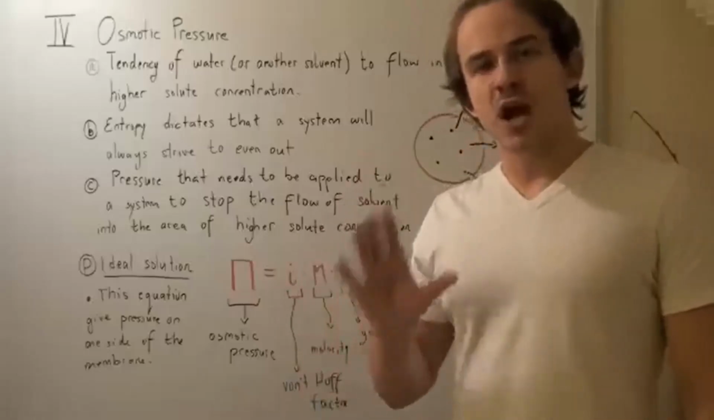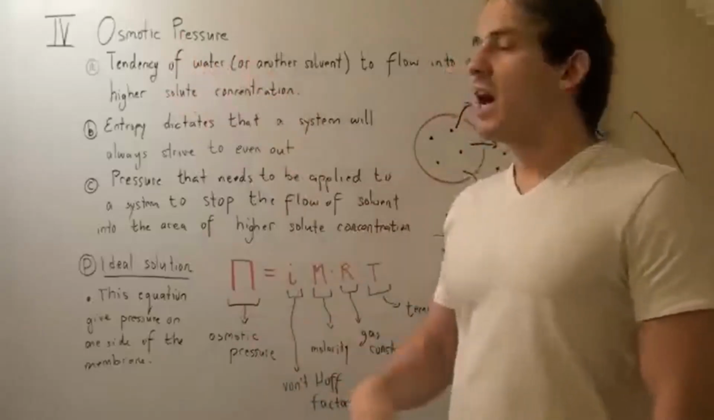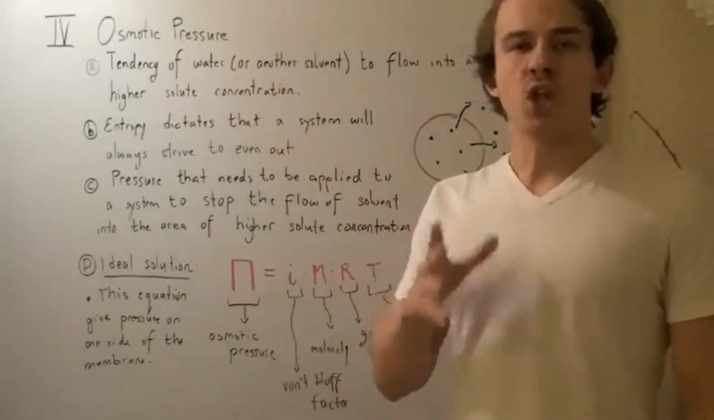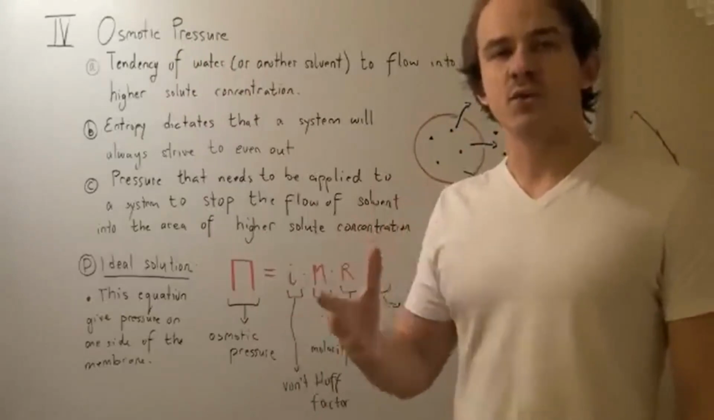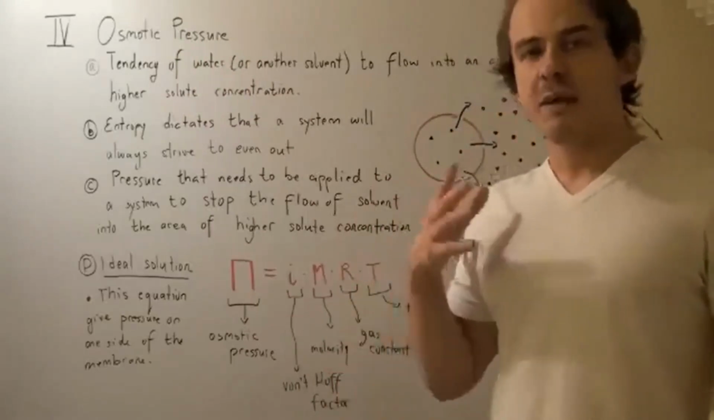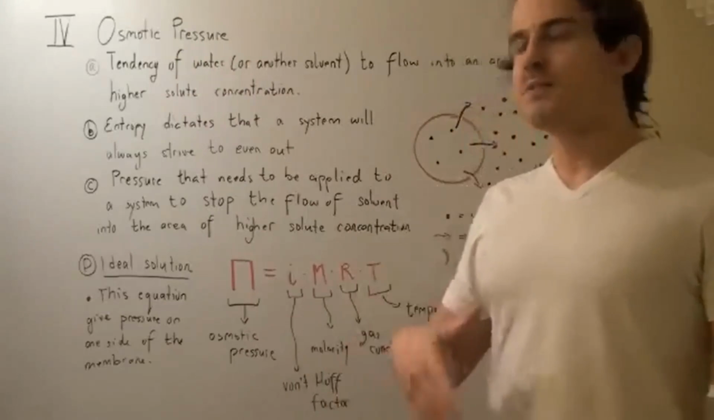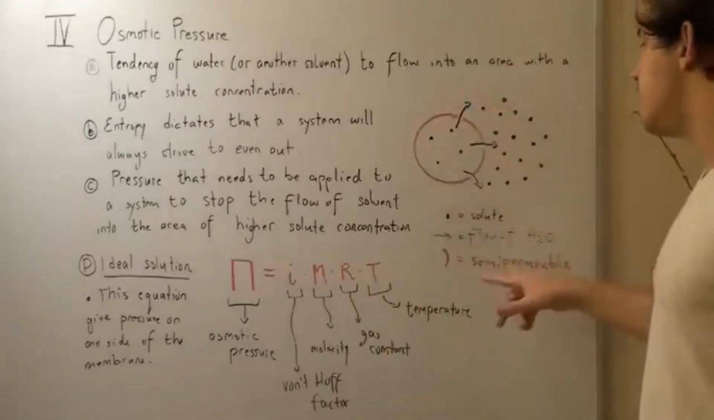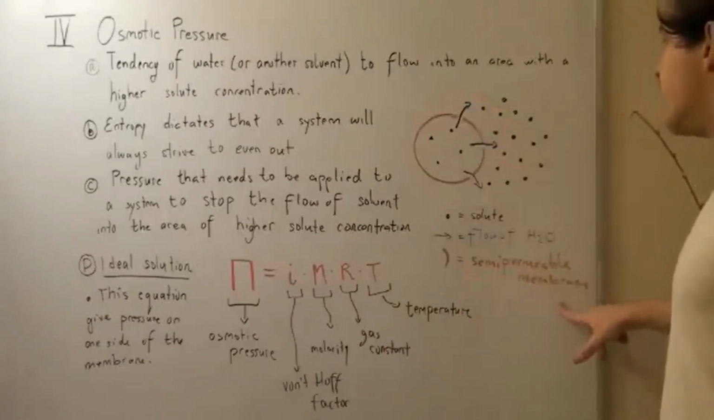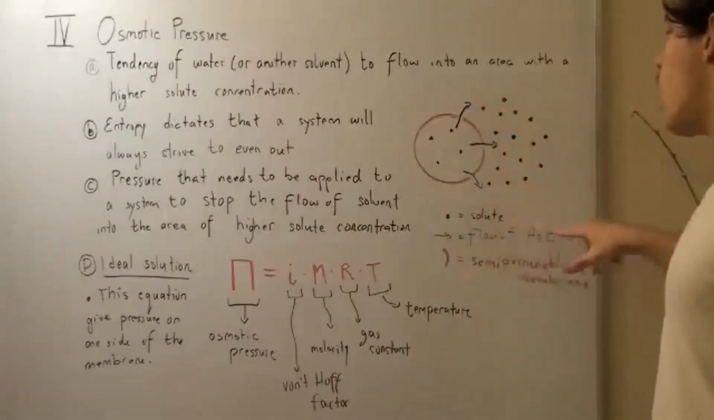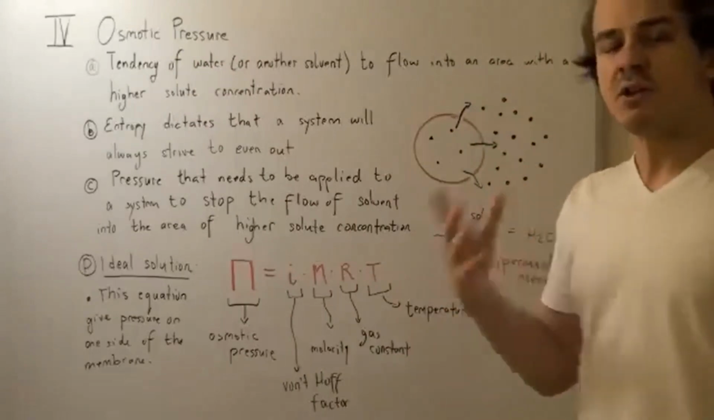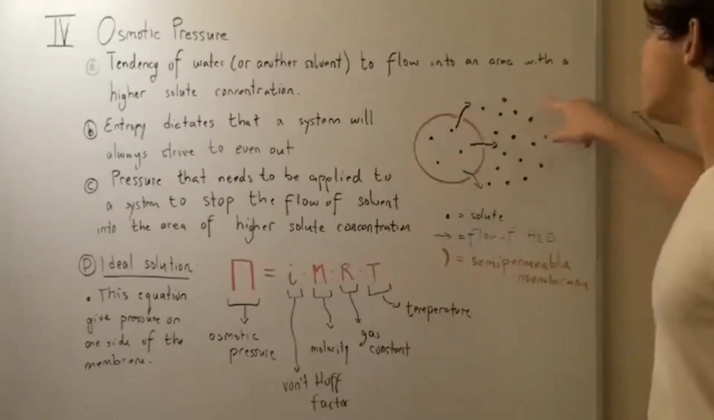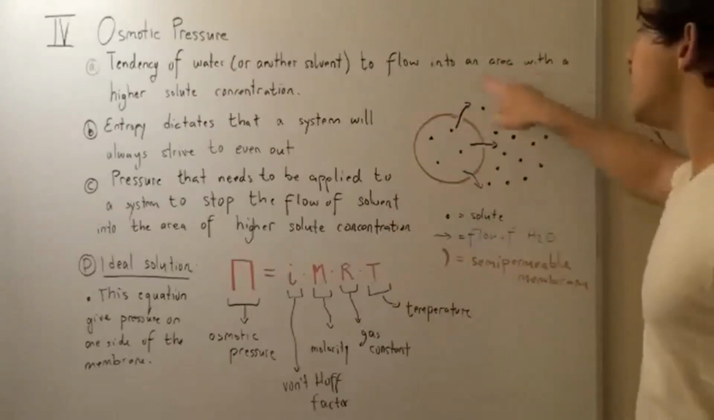The fourth colligative property is called osmotic pressure. Osmotic pressure is the tendency of water or some other solvent to flow into an area with a higher solute concentration. Now, to demonstrate osmotic pressure, let's build a system. In this system, we have a cell that's enveloped in a semi-permeable membrane. Now, this membrane allows the flow of water, but it does not allow any solute molecules to pass through. Now, on the outside, we have many more solute molecules than on the inside.